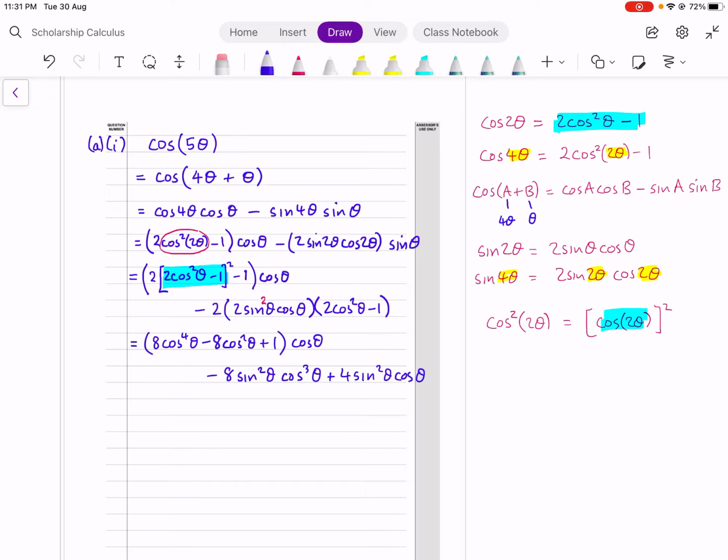Okay, and then we expand out that top line again. So we've got 8 cos to the 5 minus 8 cos cubed plus cos theta, minus 8 sine squared, which needs to be replaced as 1 minus cos squared.